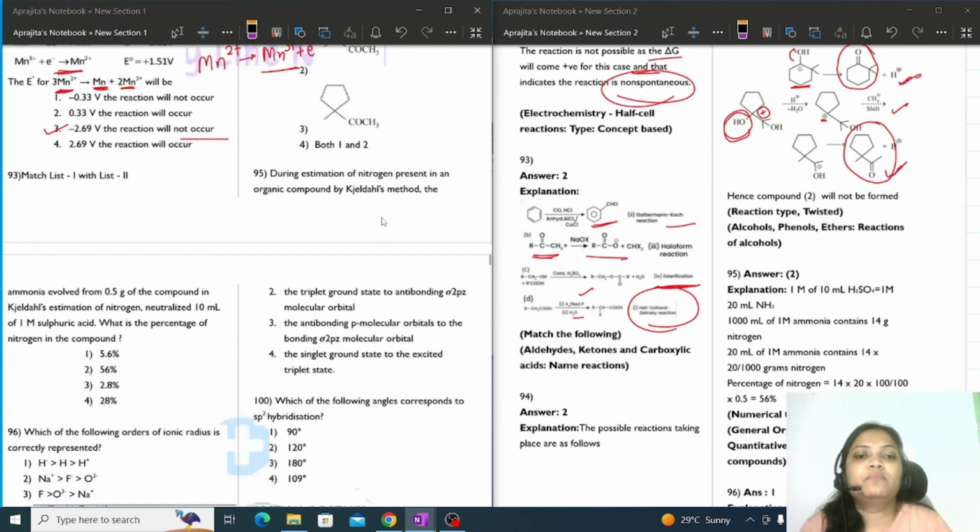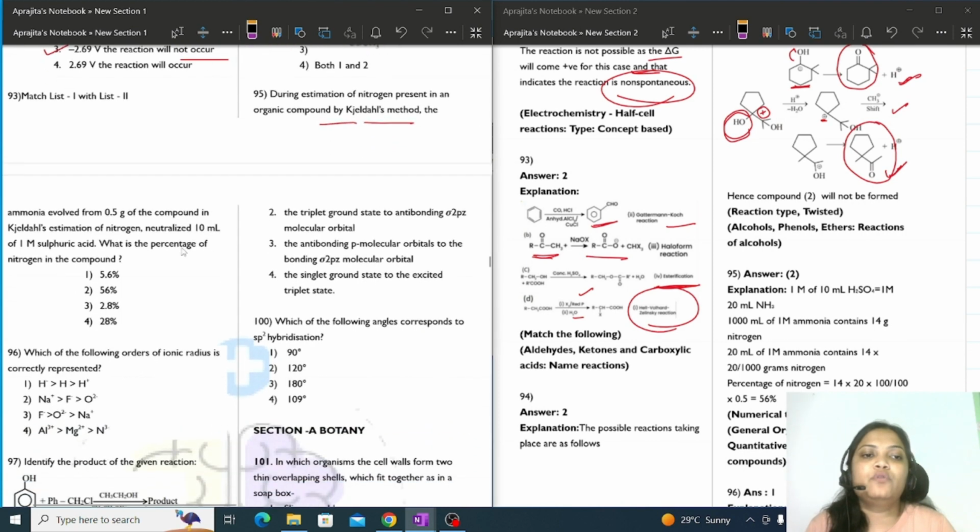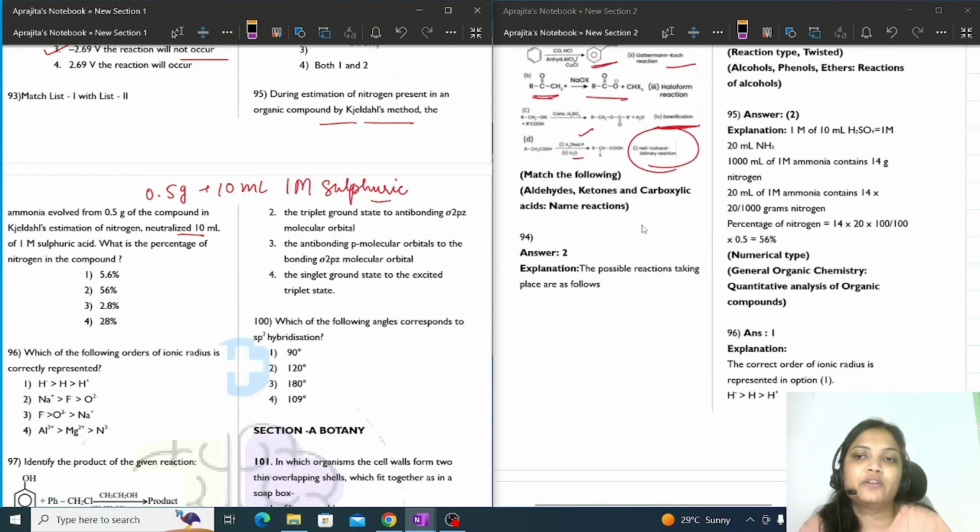Next is question number 95. During estimation of nitrogen in an organic compound by Kjeldahl's method, the ammonia evolved from 0.5 gram of the compound neutralized 10 ml of 1 molar sulfuric acid. What is the percentage of nitrogen? So we need to tell the percentage of nitrogen.